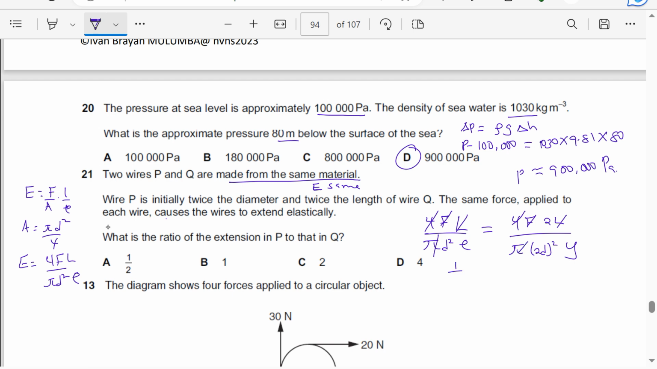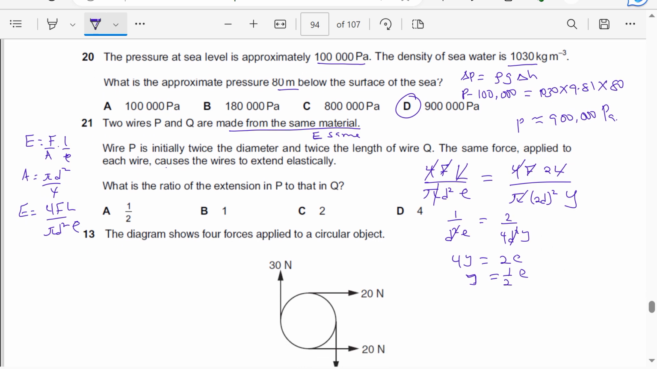So I have 1 over d squared times E is equal to 2 over 4d squared times y. D squared cancels out. So I cross multiply. 4y is equal to twice E. So it means y is equal to a half of E. So the question is, what is the ratio of the extension in P to the extension in Q? Automatically that is going to be a half, because y is a half E and in Q it is E. So the ratio is a half.